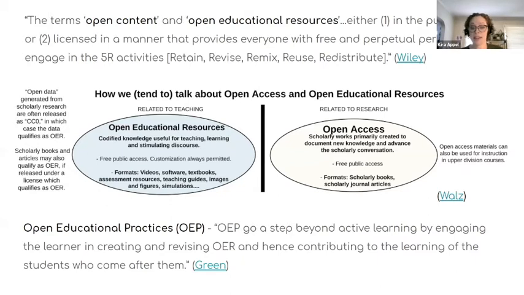On the EDUCAUSE site, there's an article called 7 Things You Should Know about open education and practices. And open educational practices, this is going into engagement, builds on open educational resources. What it does is involve students in the creation of open educational resources. So the paper talks about an instructor who has their students create a chapter for an art history textbook, or another example would be editing Wikipedia entries.